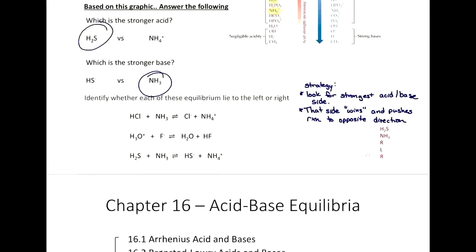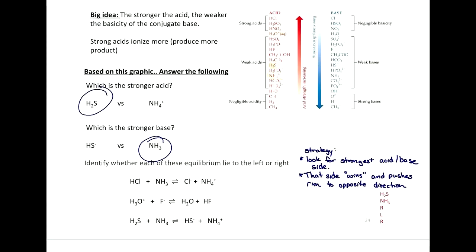So let's do it a little bit differently, but now I'm going to give you the full table. Identify which of these equilibria lie to the left or the right. So if you notice here, I have 3 different reactions, and they're basically neutralization reactions. I'm taking an acid and combining it with a base. The table I give you contains acids and bases. So we need to figure out which side of this equilibrium is more dominant in this kind of neutralization reaction.